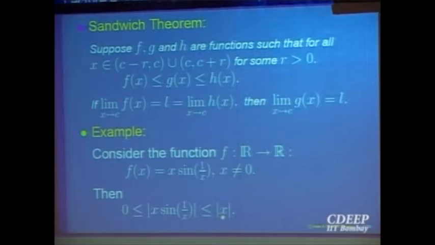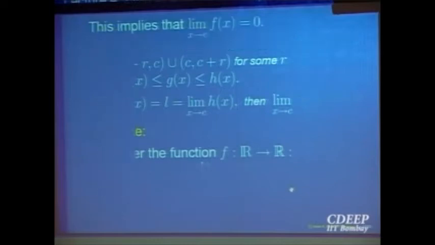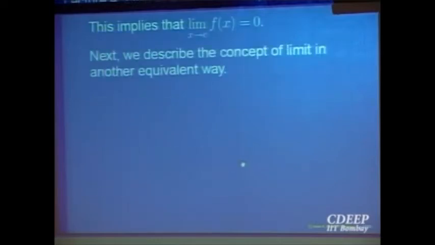Identically 0, and what happens as x goes to 0 of mod x? That goes to 0. So by the sandwich theorem, this function f(x), which is x sine 1 over x, has limit as x goes to 0 equal to 0 by the sandwich theorem. Right? So simple. So this implies the limit is equal to 0.